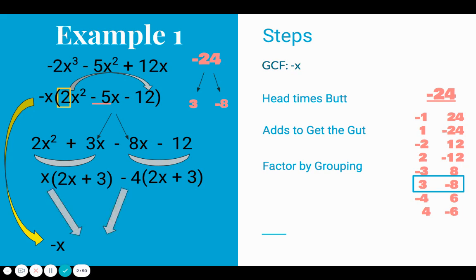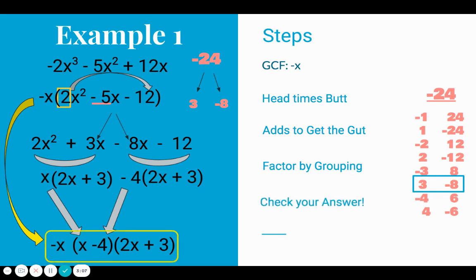Then we bring down the factor that's in front of each set of parentheses, x minus 4. And our third factor is the common set of parentheses, 2x plus 3. Our final step is to check our answers, and we can do that by multiplying everything out.